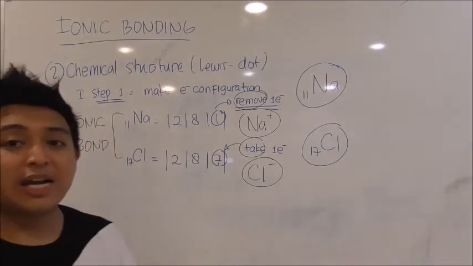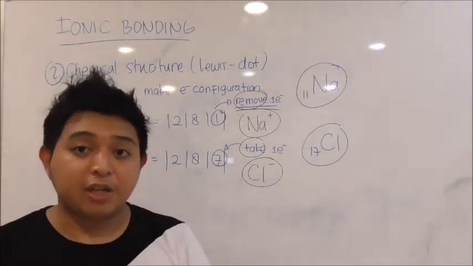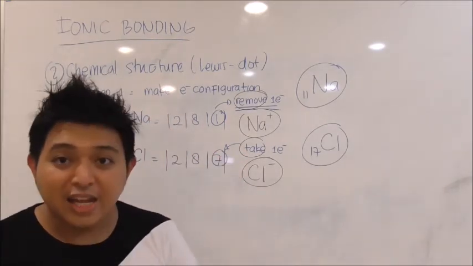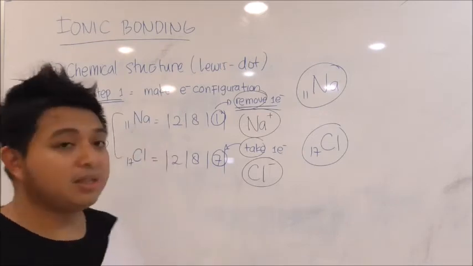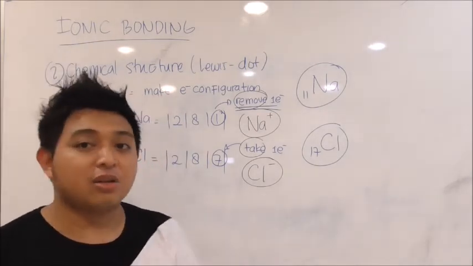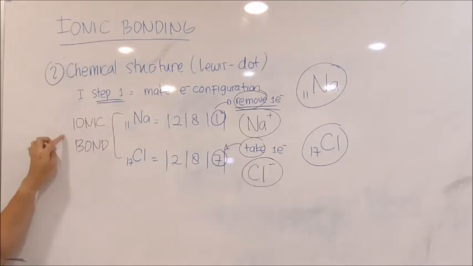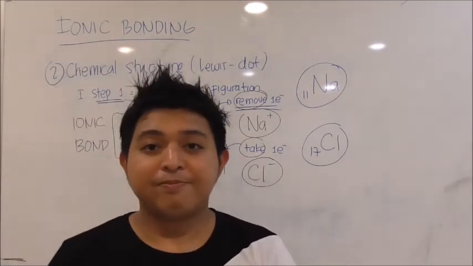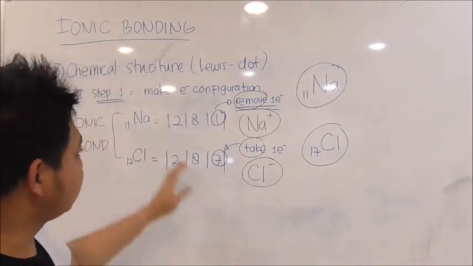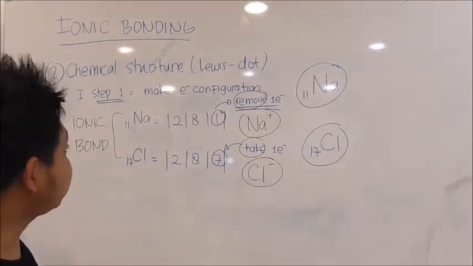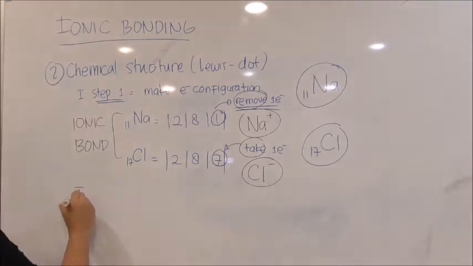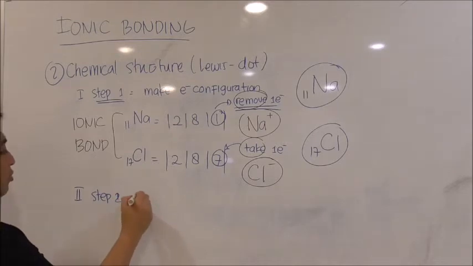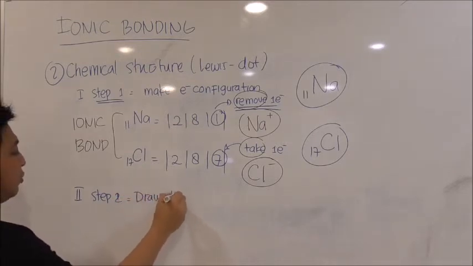Okay, so that's the concept of ionic bond. When you have an element that takes electrons, and an element that removes or gives electrons, that's why we call it ionic bond. Okay, do you have any questions? Okay, so we continue. That's the first step. The second step is the Lewis structure.